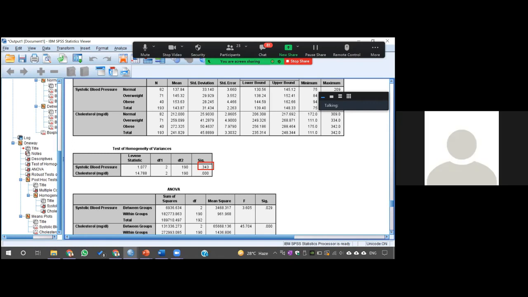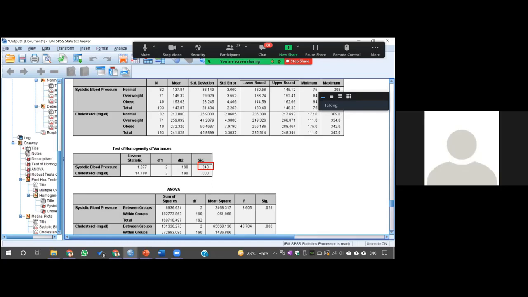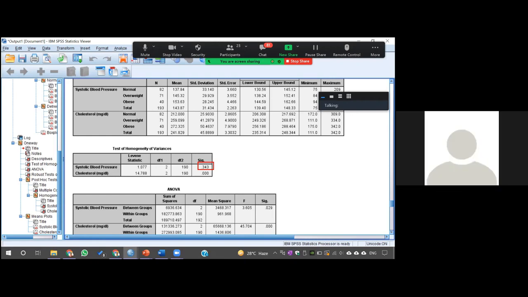Since it's significant, so it is not assumed. Can you repeat once again? Ma'am, this is significant, 0.343. So variance assumed or not assumed? Ma'am, it is not assumed.